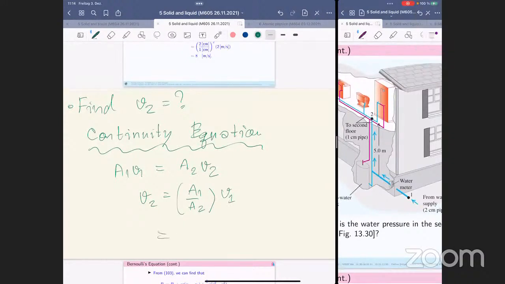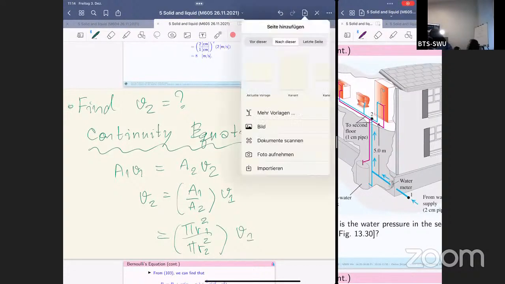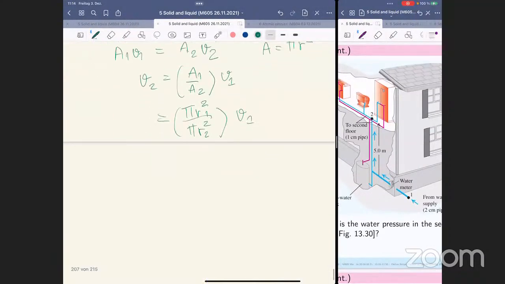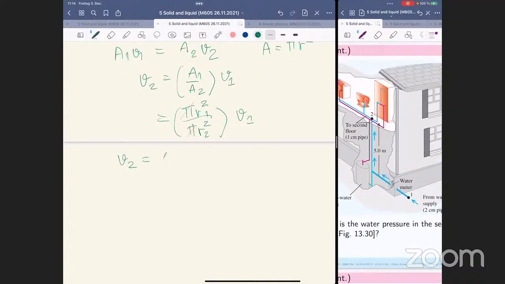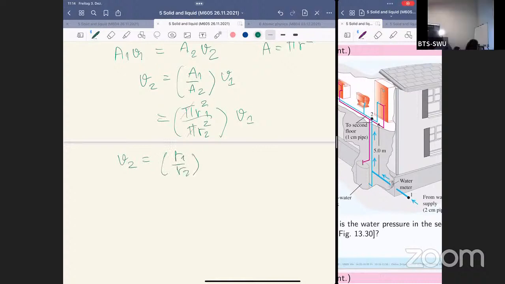And of course, A is the cross-sectional area of the pipe, which is a circle, so pi r squared. You get pi r1 squared at the numerator, and pi r2 squared at the denominator, times V1. And V2 will be, of course, we get the cancellation of pi, and we get R1 by R2 squared times V1, right?